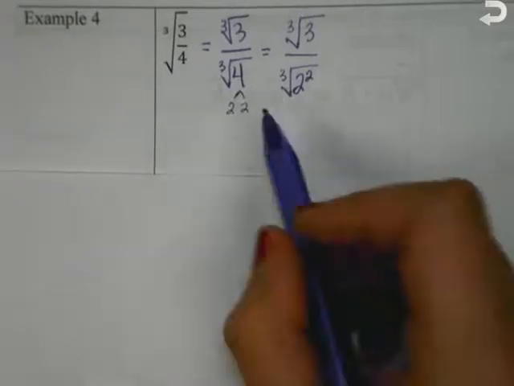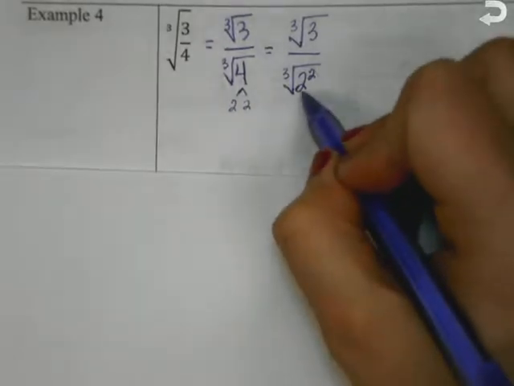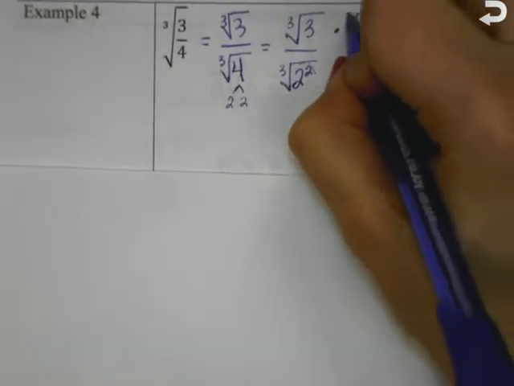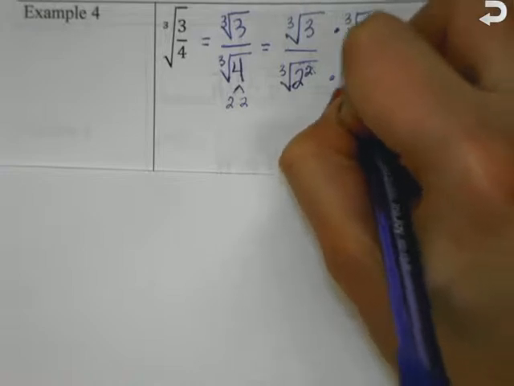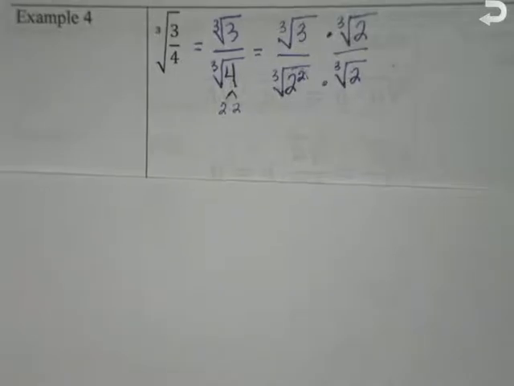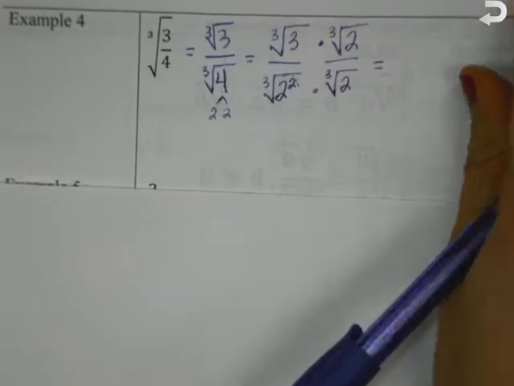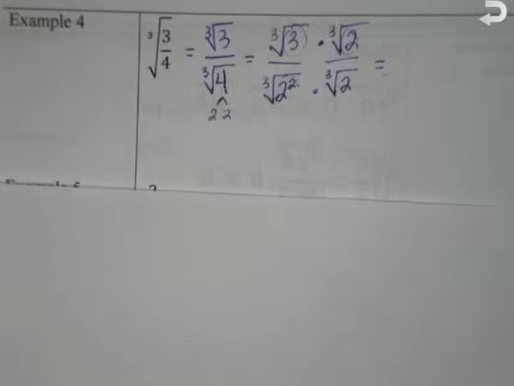Because I am taking cube roots here, how many 2's do I need inside in order for it to cancel out? 3. So how many am I missing? 1. So multiply the top and bottom by the cube root of 2. Can I multiply inside the roots? Yes. Why? Because they are both cube roots.